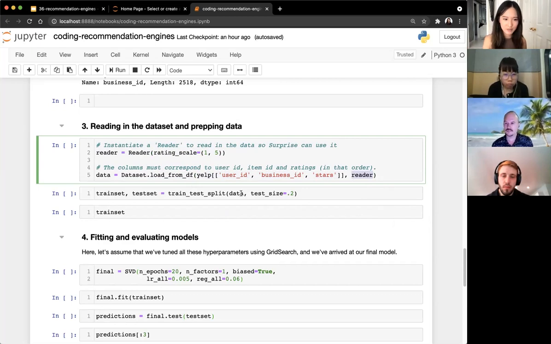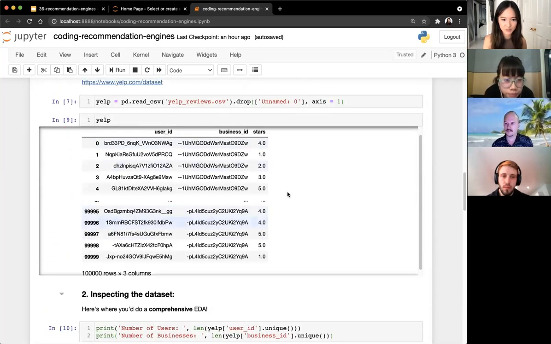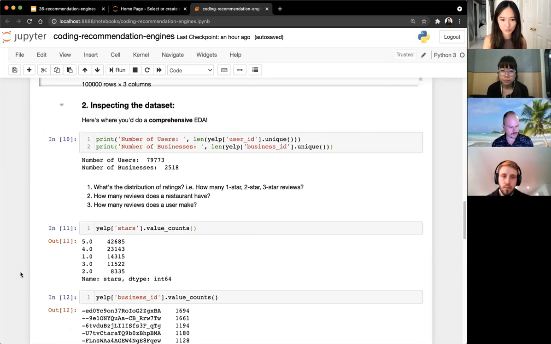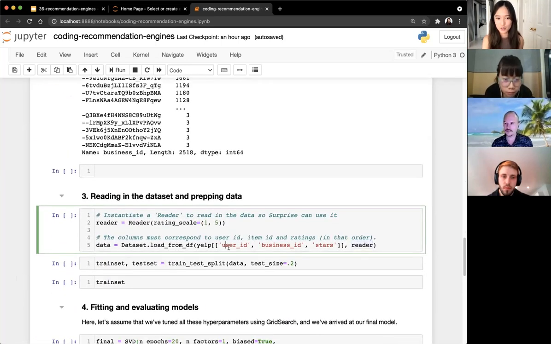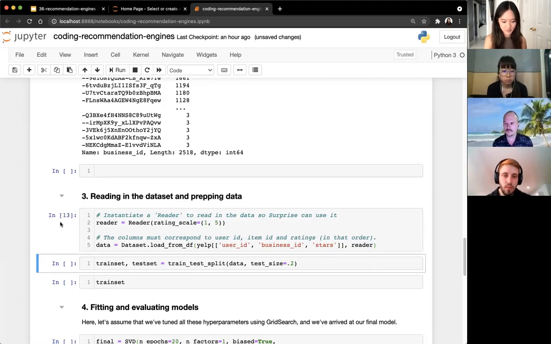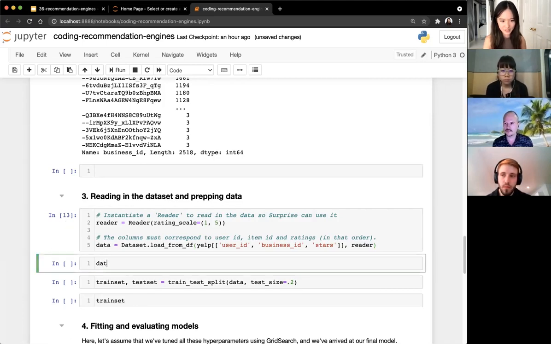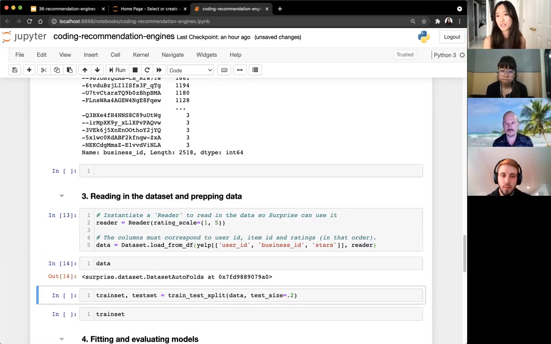So here I'm taking my Yelp data frame, which is this. One thing is you have to pass it in the exact order of user ID, item ID, and ratings. You just have to do it in that order. So once that is done, again, the one downside is when you pass your data through any of Surprise's objects, you are not able to see it, but you can trust that it's there.